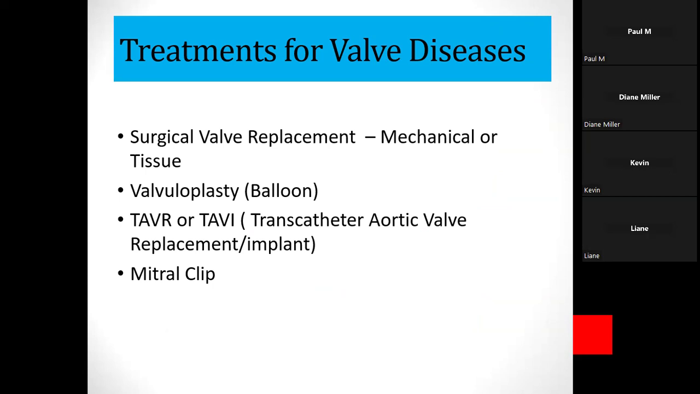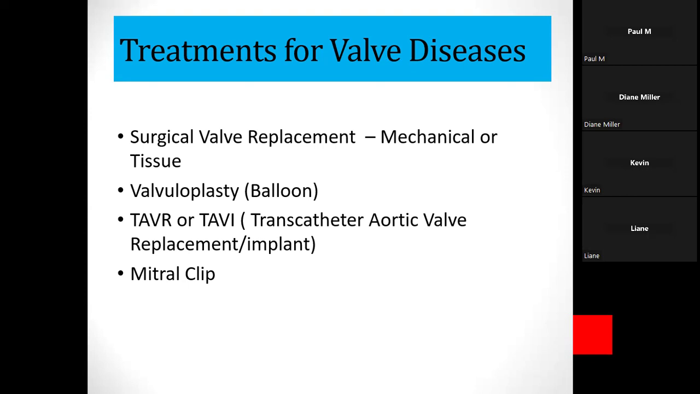Then they started doing tissue valves, which were taken in and put in surgically. You didn't have to take blood thinners for that. Now there's all sorts of things, and those were all done by cardiac surgeons. They had to open up your chest. Recovery time was long. The surgery was dangerous.